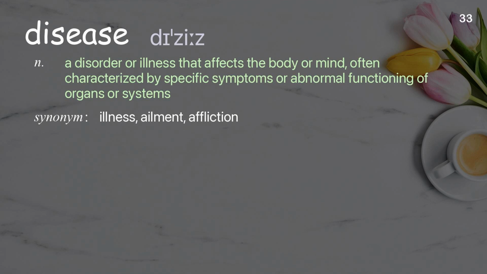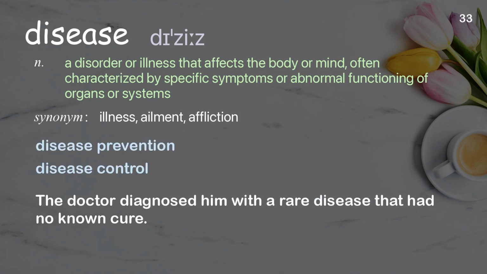Disease: a disorder or illness that affects the body or mind, often characterized by specific symptoms or abnormal functioning of organs or systems. Examples: disease prevention. Disease control. The doctor diagnosed him with a rare disease that had no known cure.